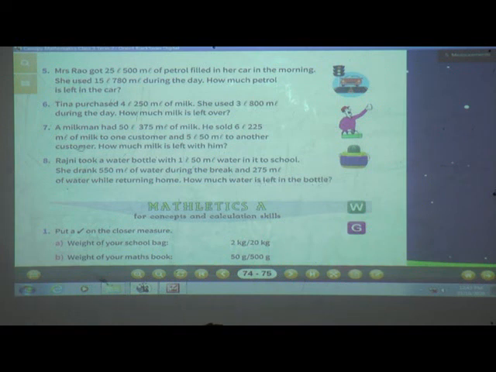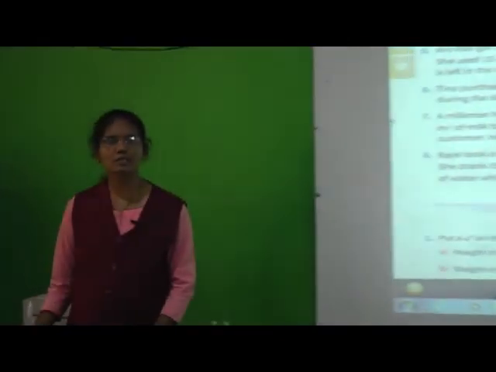So in this way today with this exercise 5.16 we have completed this lesson. In the next session we are going to start our new lesson, that is the last lesson, handling data.